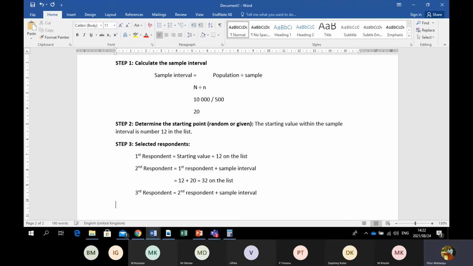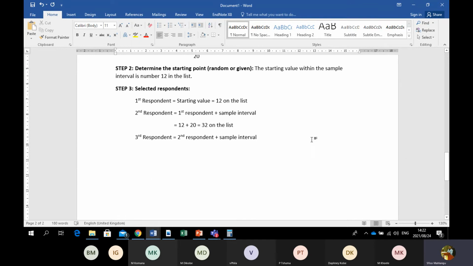And we continue the process. The third respondent is the previous one, so it's always about the previous respondent selected. In this case, the previous respondent selected was number 32. So we're simply going to say 32 plus 20. We always use 20. Don't make a careless mistake here and add 12. I've seen students using this number 12 and adding it here, and then it changes the answers. That should give us 52, the one appearing number 52 on the list.